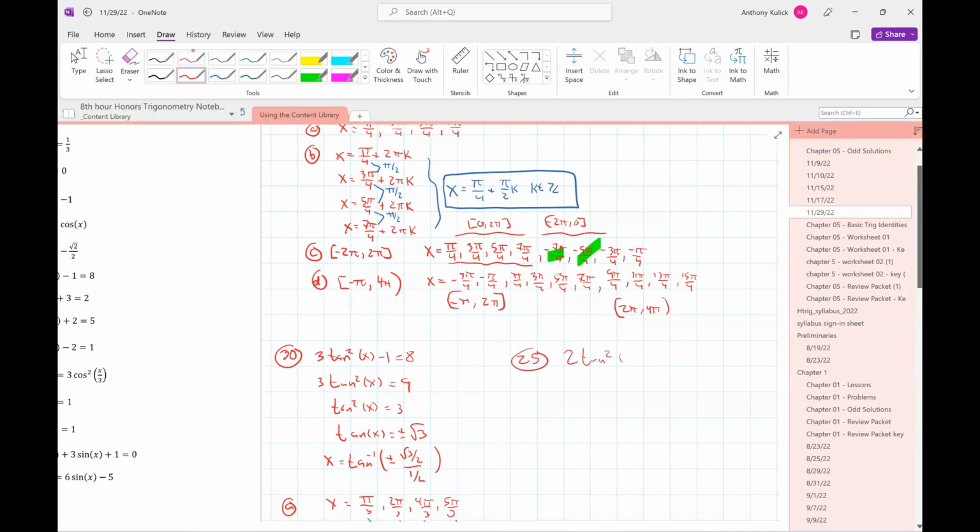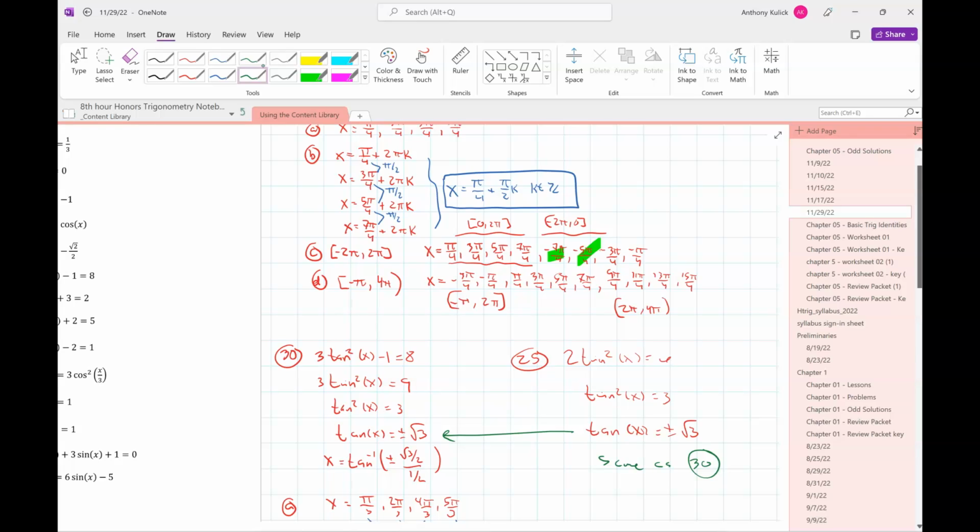2 tan squared x equals 6. Okay. So I divide both sides by 2 to start. And then we'll square root both sides. And I'm done. It's the same thing as on the answer key. Then it must have been a mistake.